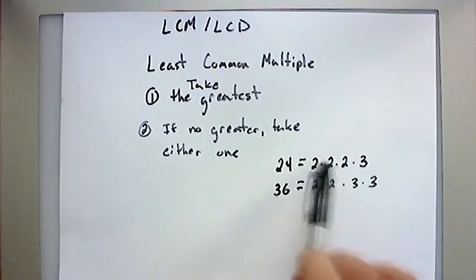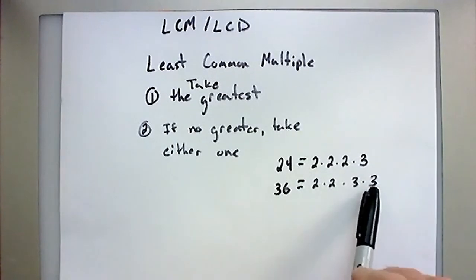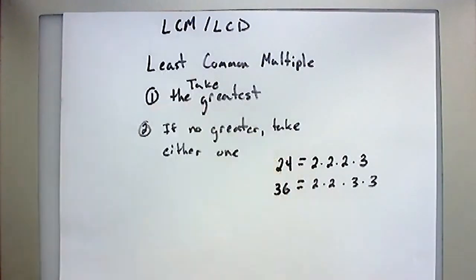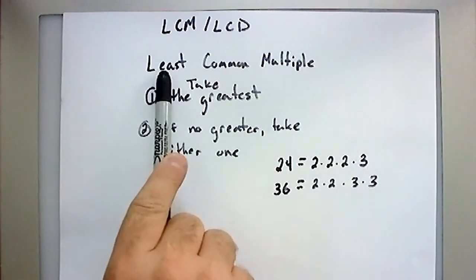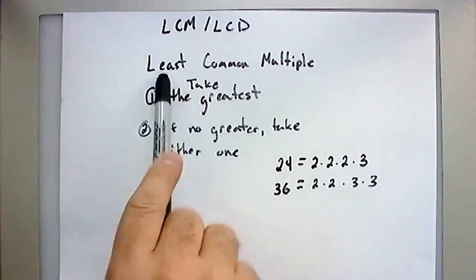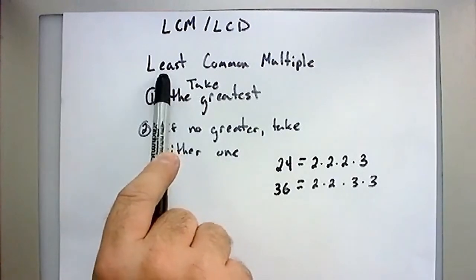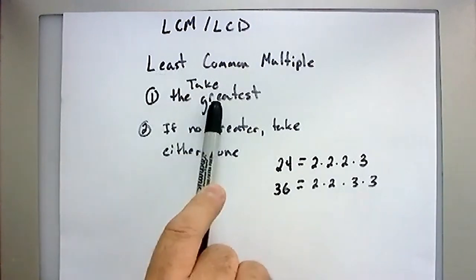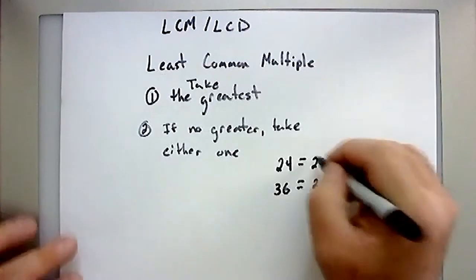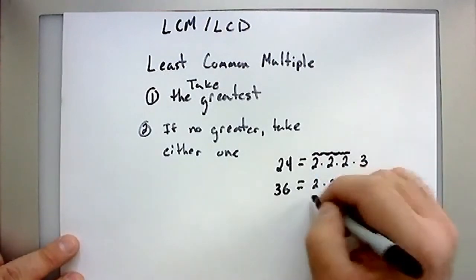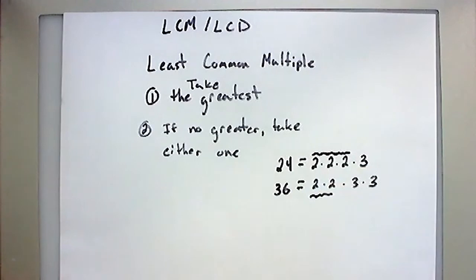The question is, how many 2s are we taking? How many 3s are we taking to make the LCM? Again, ask yourself, pop quiz, am I taking the least or am I taking the greatest? It's backwards from what it says. So even though it says the least, you're actually taking the greatest. So we have the choice between taking 3 2s and 2 2s. When we did the greatest common factor and we wanted the smallest pair, we took 2 2s.